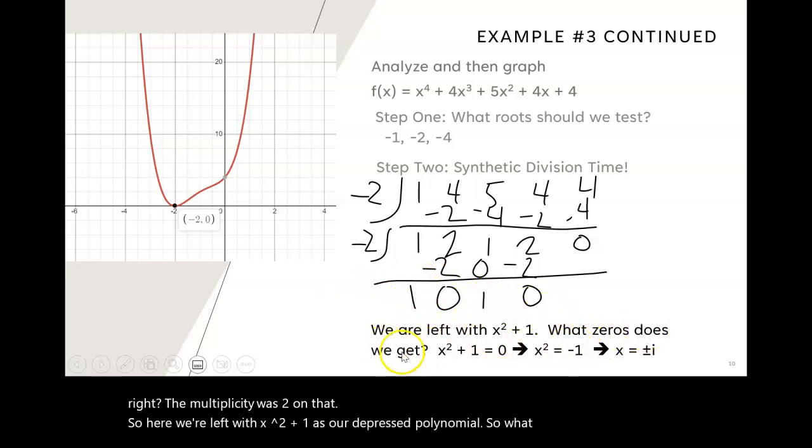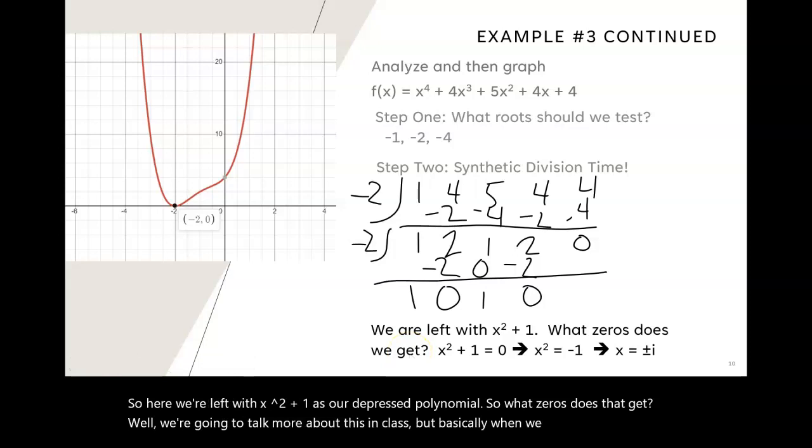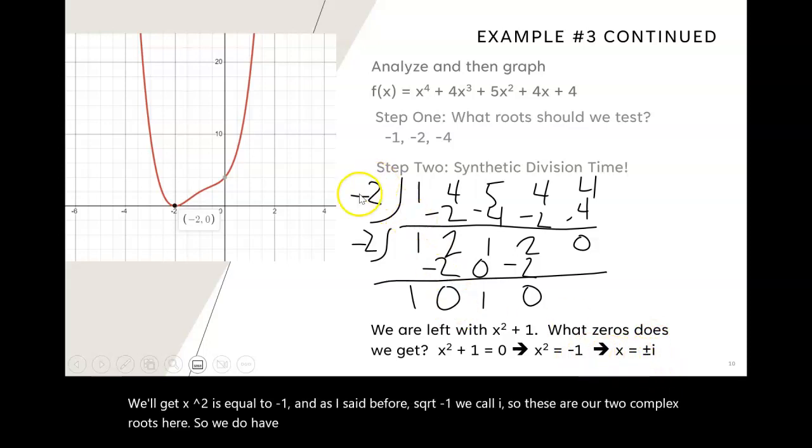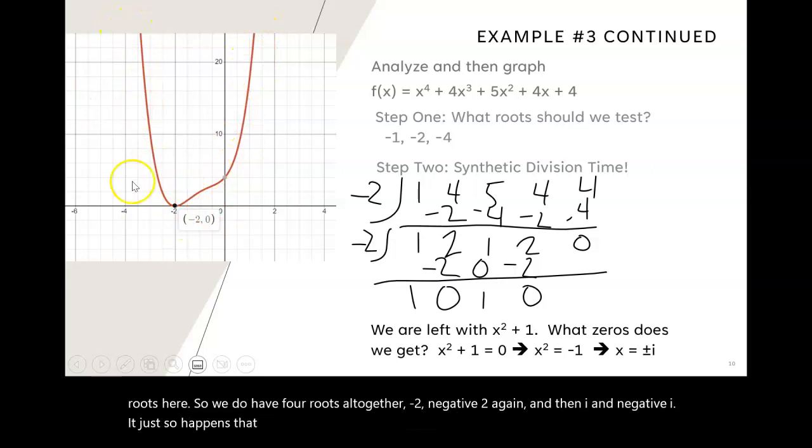So what zeros does that get? Well, we're going to talk more about this in class, but basically when we set x squared plus 1 equal to 0 and solve, we get x squared is equal to -1. And as I said before, the square root of -1 we call i. So these are our 2 complex roots here. So we do have 4 roots altogether, -2, -2 again, and then i and -i. It just so happens that 2 of those aren't real roots.